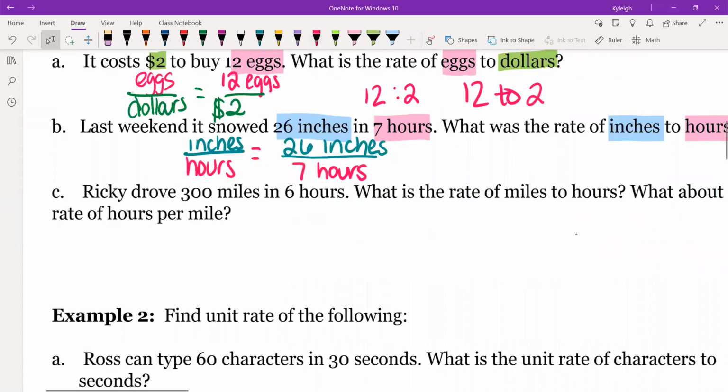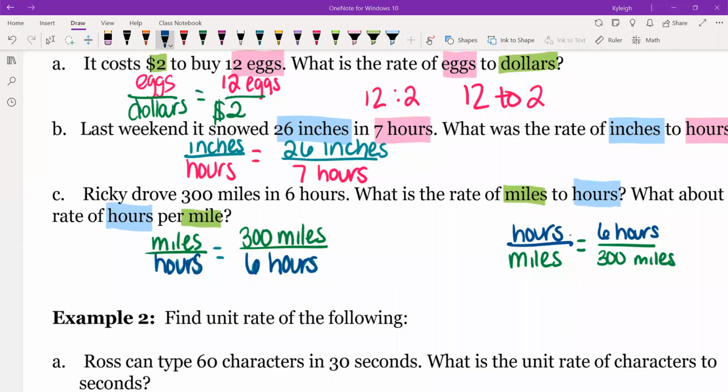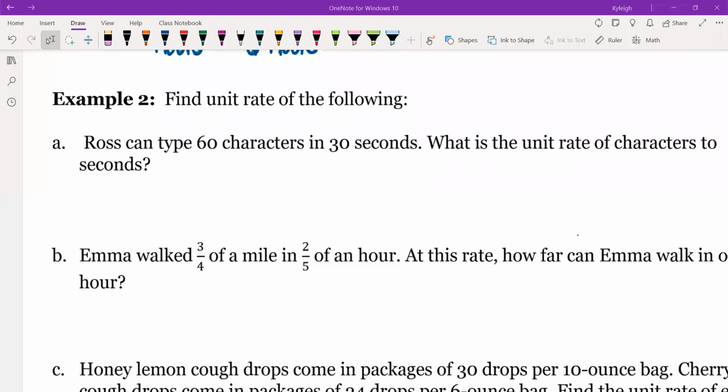All right, try C, it's two parts. First, they want miles to hours, and then they want hours per mile. Okay, so take a couple seconds and try that on your own. All right, so we have two different ratios. We have miles to hours, so 300 over 6, and then hours to miles, 6 over 300. So this next part says find the unit rate, okay? So that means after we write the ratio, we want to simplify it.